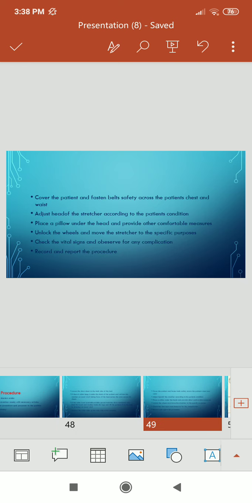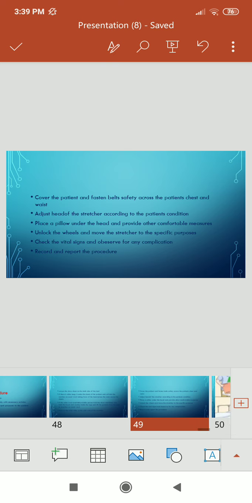Cover the patient and fasten belts safely across the patient's chest and waist. Adjust the head of the stretcher according to the patient's condition. Place a pillow under the head and provide other comfort measures. Unlock the wheels and move the stretcher to the specific destination. Check the vital signs and observe for any complication. Record and report the procedure.